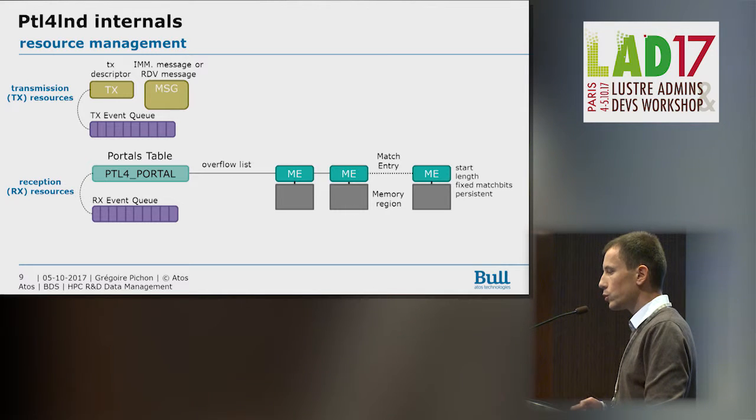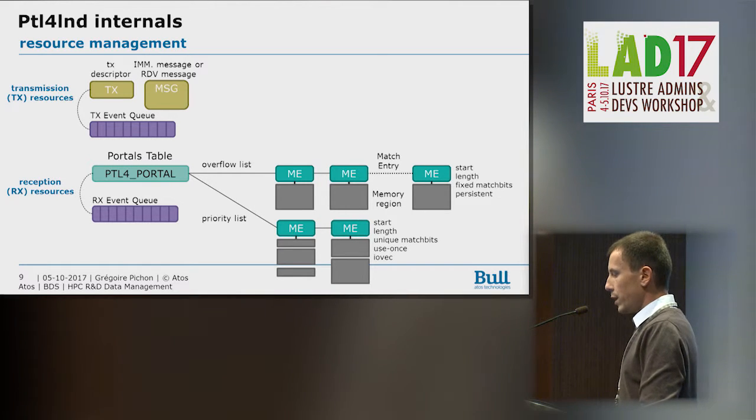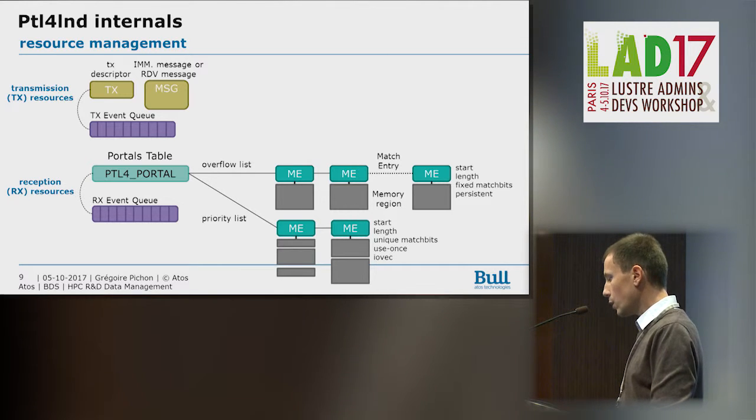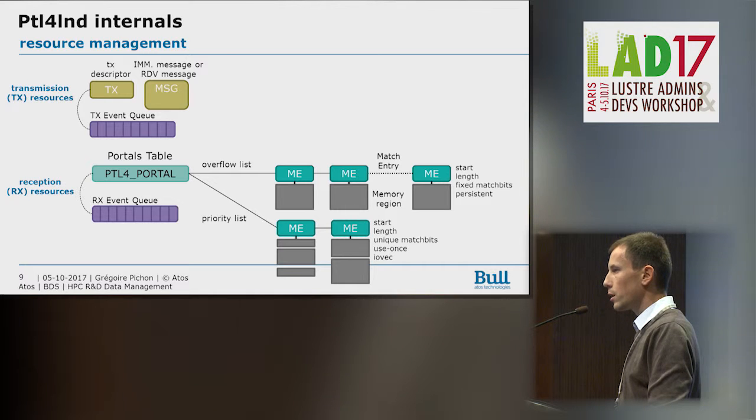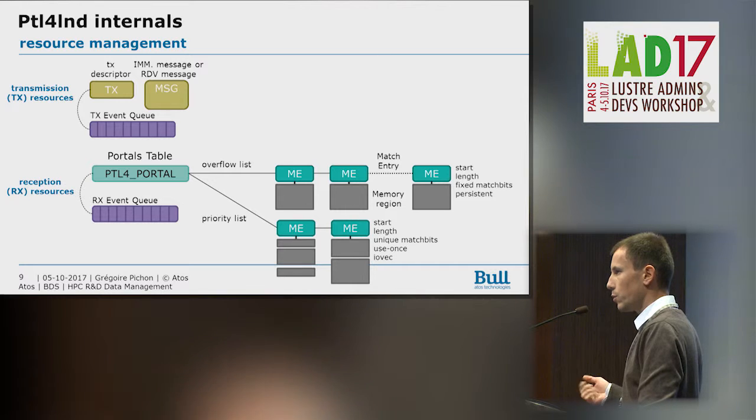And so transmission resources are allocated through a transmission descriptor, immediate message and rendezvous messages, and there is also an event queue for transmission that allows asynchronous handling of the transmissions. We additionally use the priority list to handle the RDMA transfer. So these match entries and memory regions are dynamically allocated thanks to the first rendezvous message. And these are used-once match entries. It means as soon as the match entry is matched, it's removed from the list.